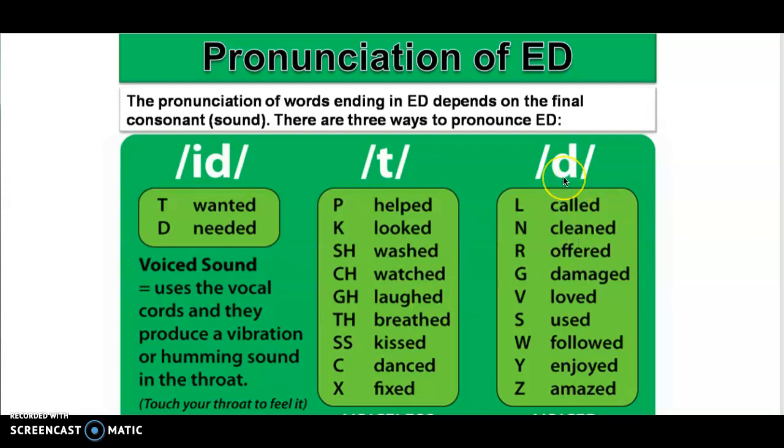And we have this d at the end. The verbs ending with L, N, R, G, V, S, W, Y, and Z. So, for example, called, cleaned, offered, endangered, loved. Okay? So the last pronunciation is d. And this one is t. And this one is id. Okay? So for you to have in mind.